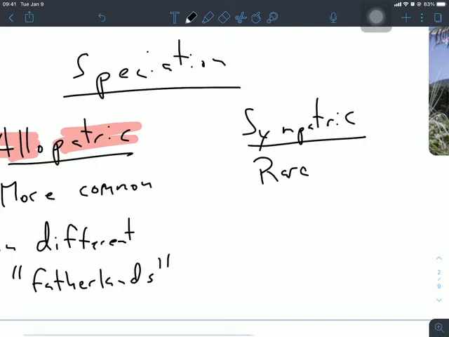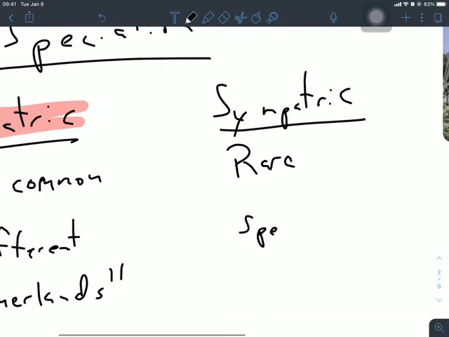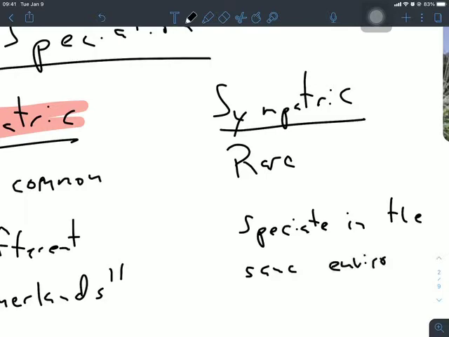In contrast, sympatric speciation is where species will differentiate by living in the same place for long enough. They speciate in the same environment or same fatherland.